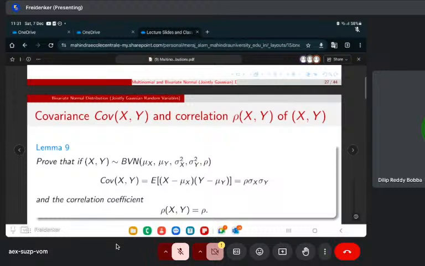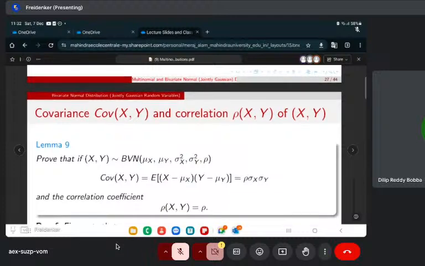So in that case, covariance is nothing but the last. What is covariance? Correlation is covariance divided by standard deviation times standard deviation, right? So covariance will then be correlation times standard deviation of x times standard deviation of y. We are just rearranging the formula. There's nothing to prove here.